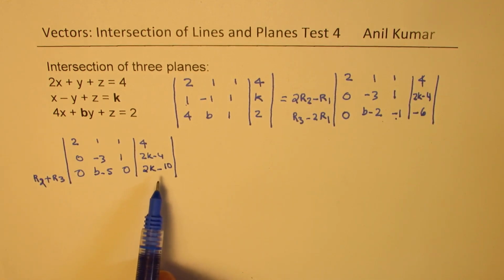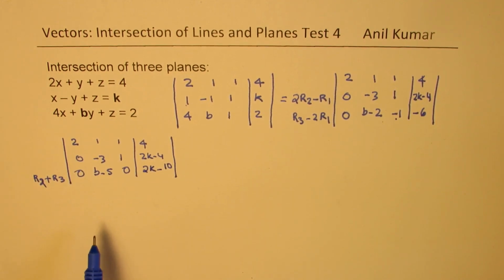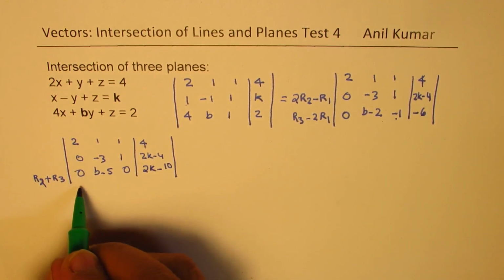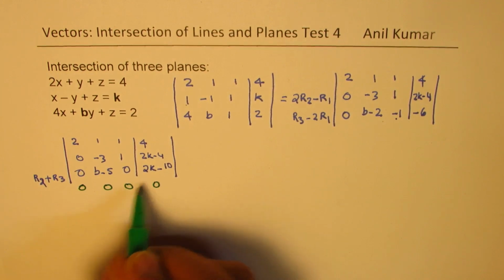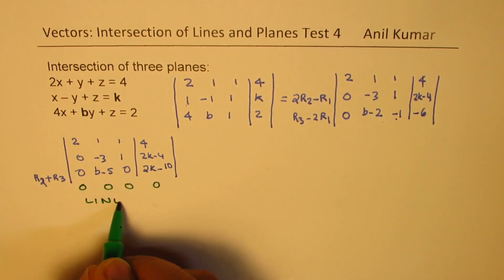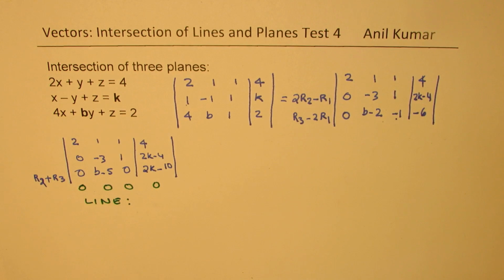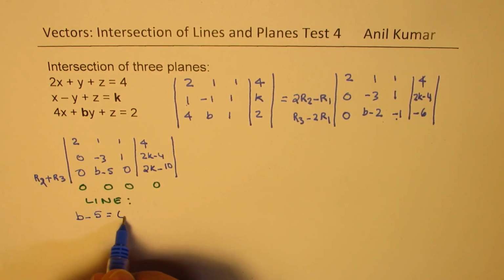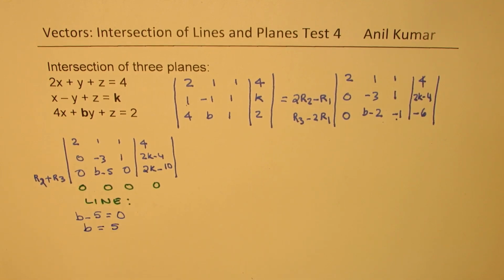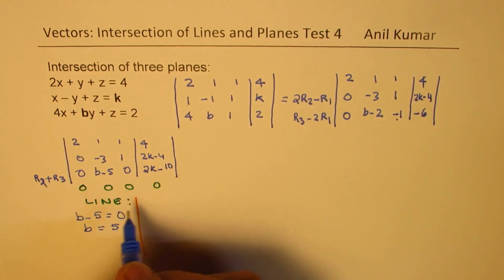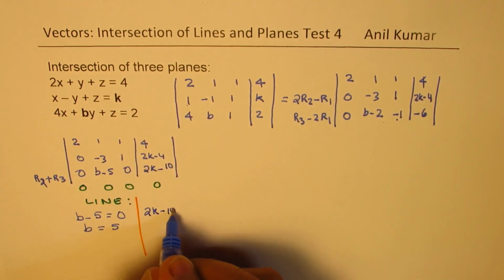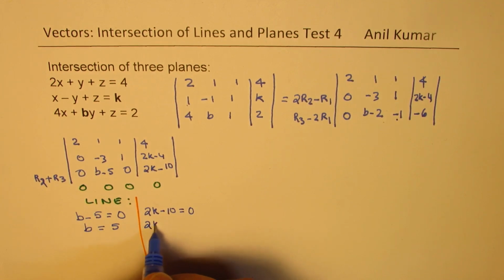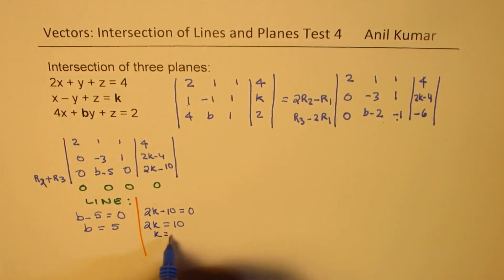Now in this particular situation, since we got 2k minus 10 here, to get 0, 0, 0, that will give us a line as a solution. What will happen? We have to make b minus 5 equal to 0. That means b is equal to 5. That is one case, right? And the second thing which we need to do is to write 2k minus 10 equals 0. So we get 2k equals 10, or k equals 5.